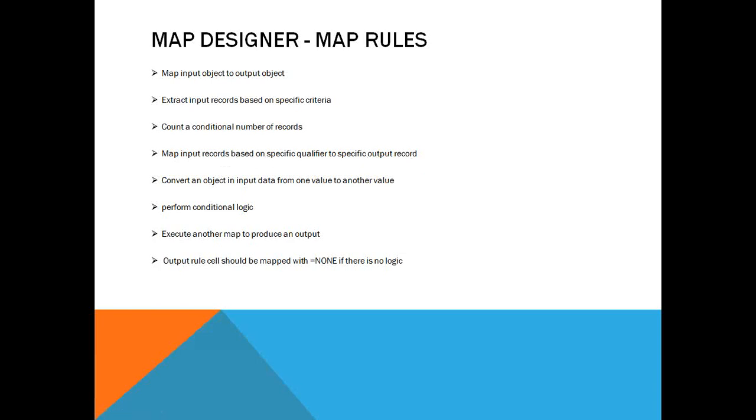Then map an input record based on a specific qualifier to a specific output record. It's like ANSI X12, where there will be multiple N1 segments or REF segments. The qualifier will change for each segment, like REF segment A, B, C, D, and similarly for the N1 segment, other qualifiers will come. So while doing the mapping at output level, because you know the N1 segment will occur multiple times at input, we can do the mapping on the output side based on the qualifier. Even though there are 10 N1 segments with different qualifiers, we can do mapping for only the required qualifier.